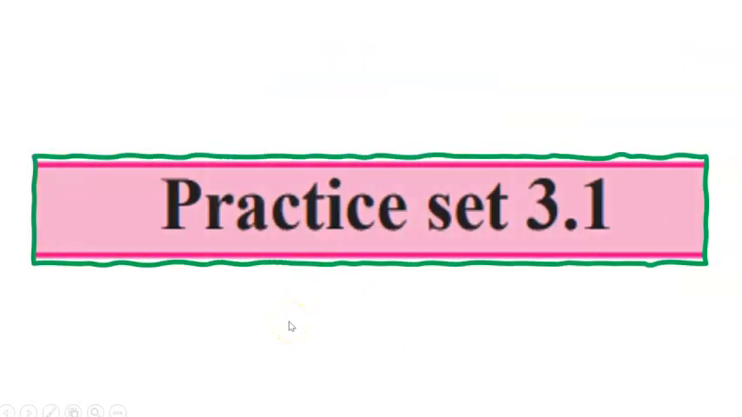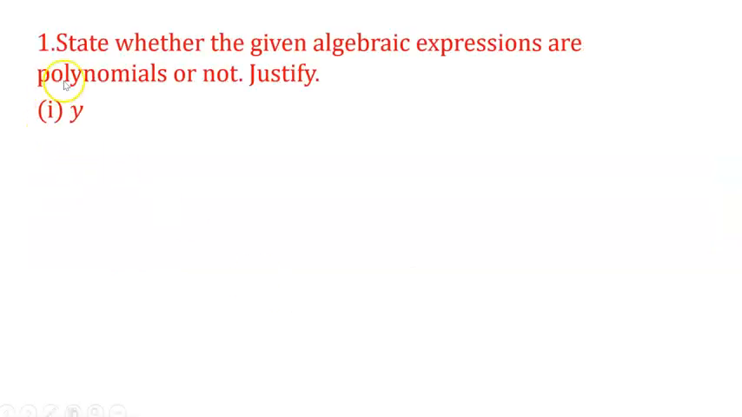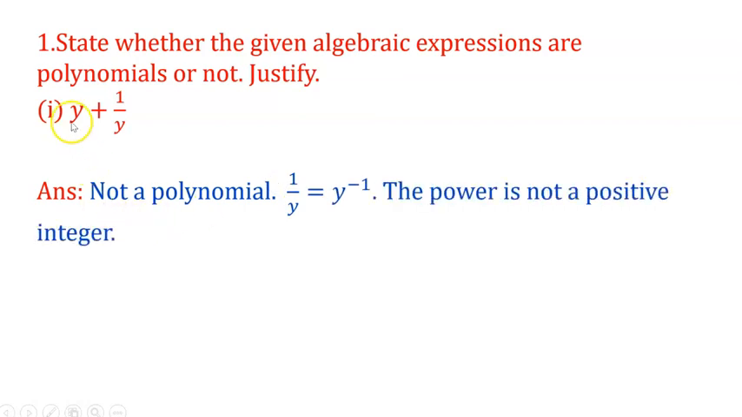Now practice set 3.1. State whether the given algebraic expressions are polynomials or not. Justify. Y plus 1 upon y. It's not a polynomial. That is, 1 upon y can be written as y raised to minus 1. The power is not a positive integer and hence it is not a polynomial.